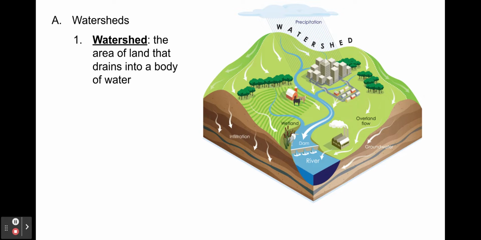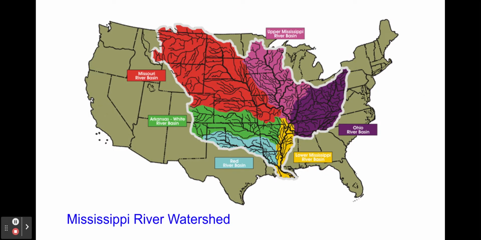Let me show you an example of a watershed. Here is the Mississippi River watershed. It's this huge area of the United States. It's actually one of the biggest watersheds in the world. And it's all of this land that will eventually drain into creeks and then streams and then rivers and eventually into the large Mississippi River, which then finally drains into the Gulf of Mexico.